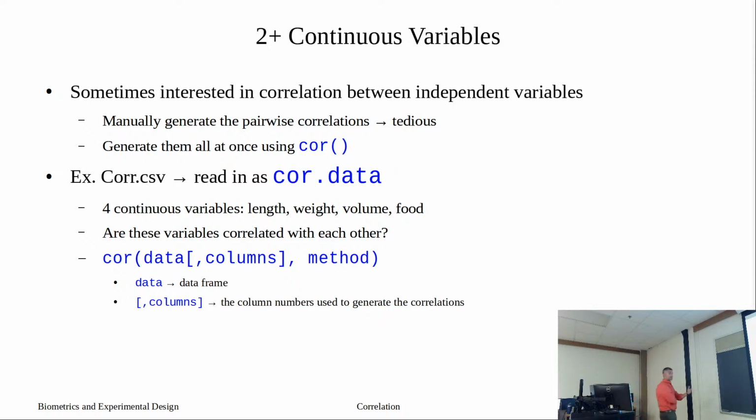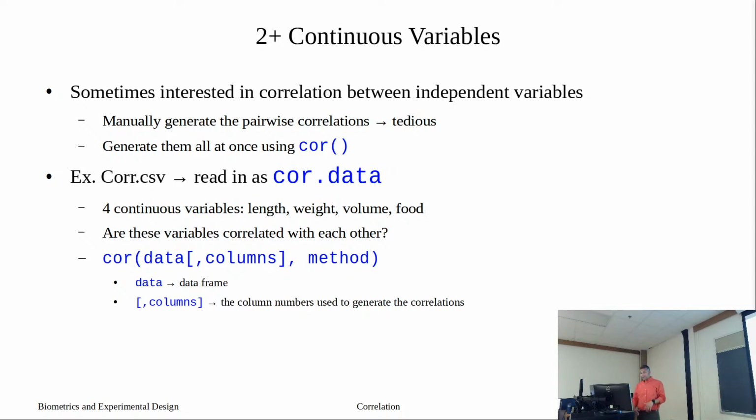All right. So continuous variables. This is leading up to having continuous variables as an independent variable in one of these big regression models. Before we get there, we have this possibility where we have a data set like we do, core.csv, that has numerous continuous variables: length, weight, volume of food. One of our questions is, are these variables correlated with each other? Well, we can do that by using the cor function.